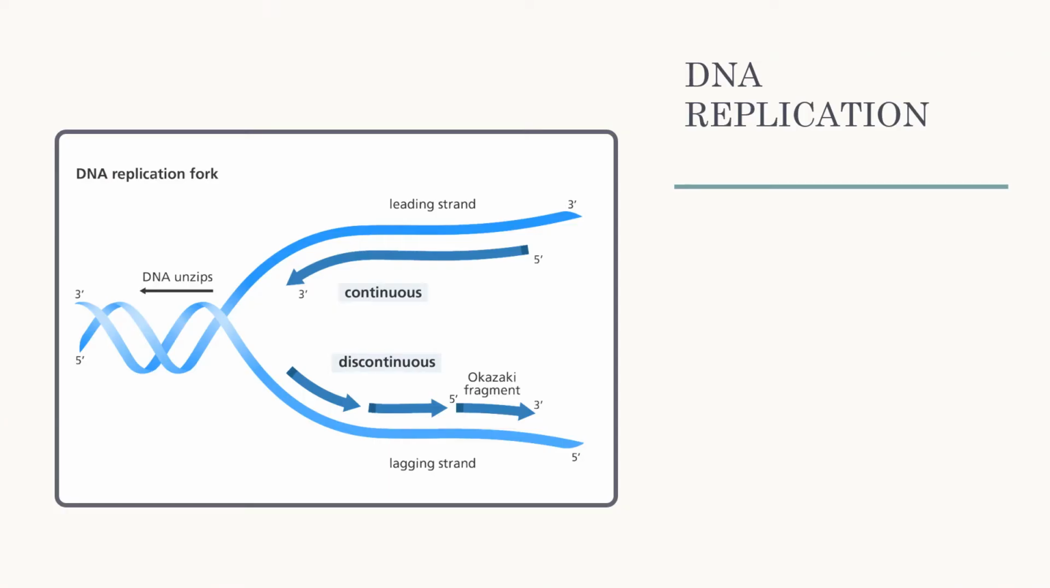As we know, our DNA is in the form of a double-stranded helix, which separates into single-stranded DNA during replication. The point at which the DNA is separating into single strands is called the replication fork. One of the single-stranded DNA is known as the leading strand, wherein continuous synthesis takes place in the 5' to 3' direction.